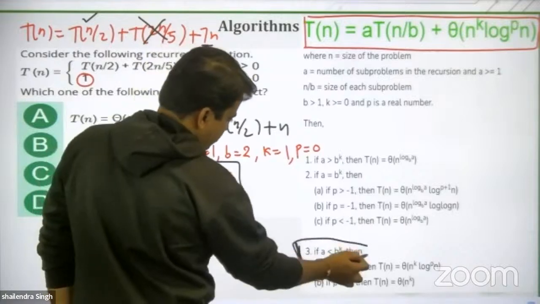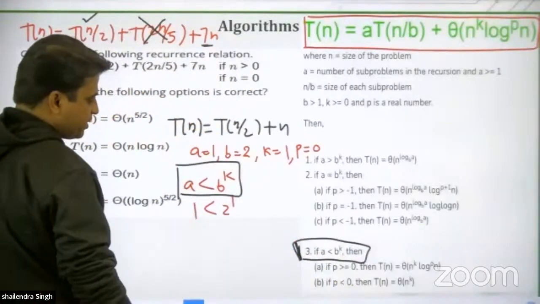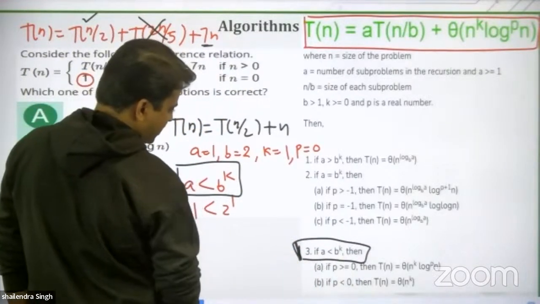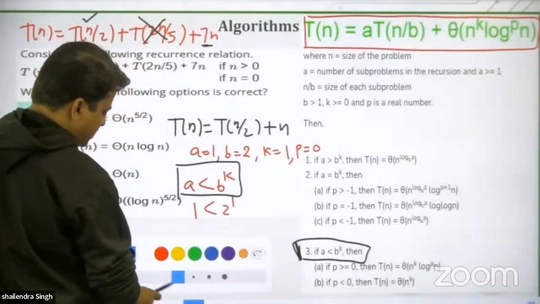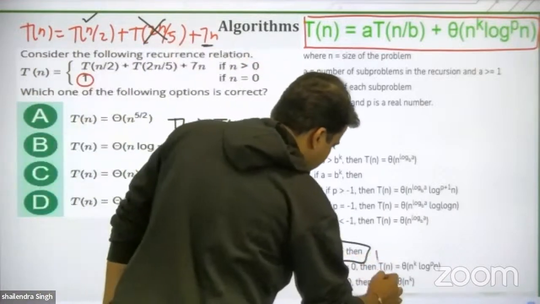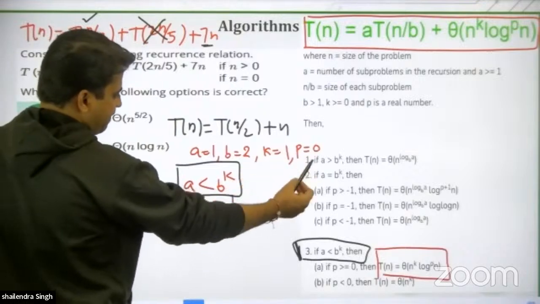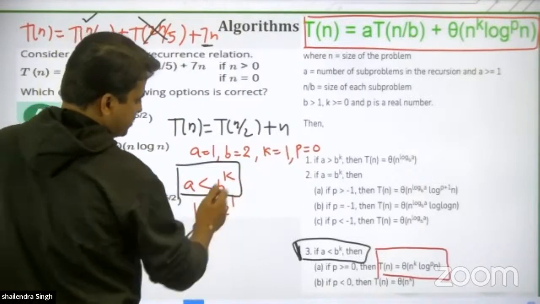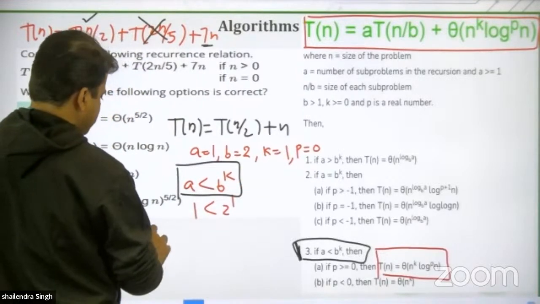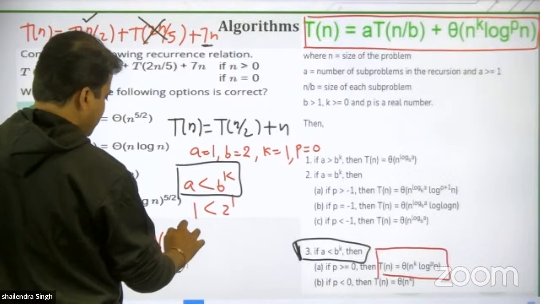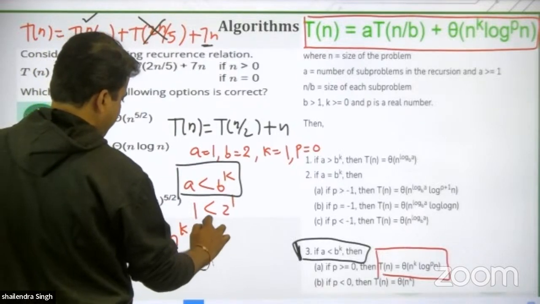Come to case third, and case third has again two sub cases. It depends on the p value. If p is greater than or equal to 0, then the answer is this. Put the value in it. What is p? It is 0. So what is the answer? The answer is this, dear student: theta of n to the power k log n to the power p.